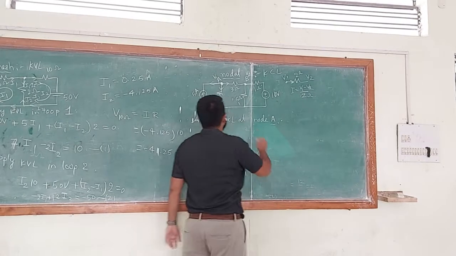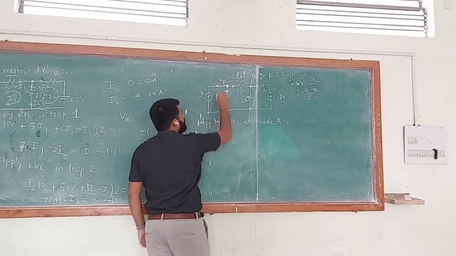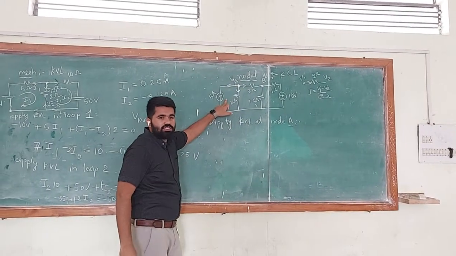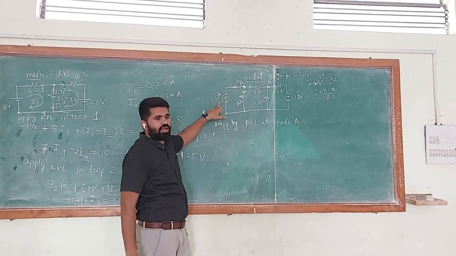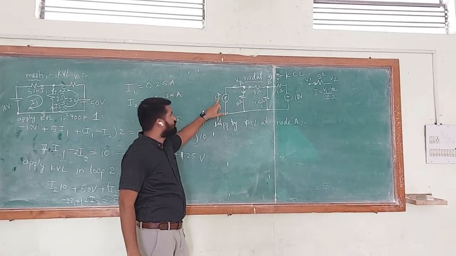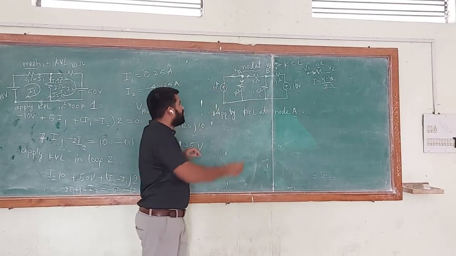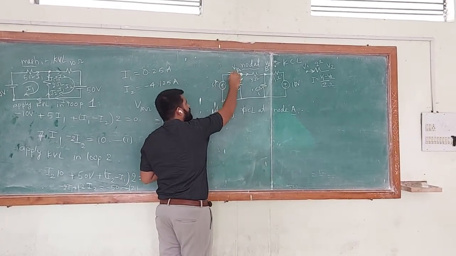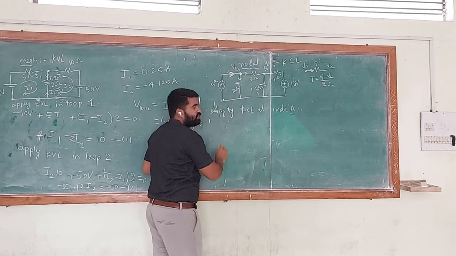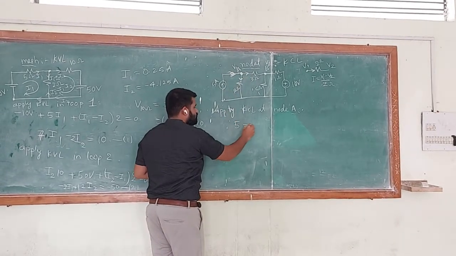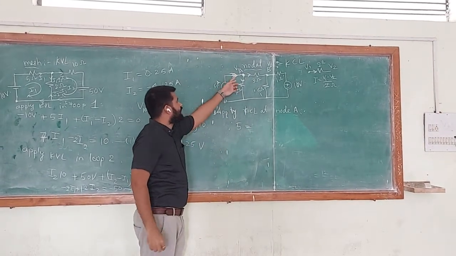Similar to this, I am assuming here all currents are leaving. In this branch, they have already given a current value, so no need to determine the current. Here, if you take the opposite direction, it is minus 5. If I am assuming entering current is equal, these two currents are leaving. Can I write entering current is equal to leaving current?